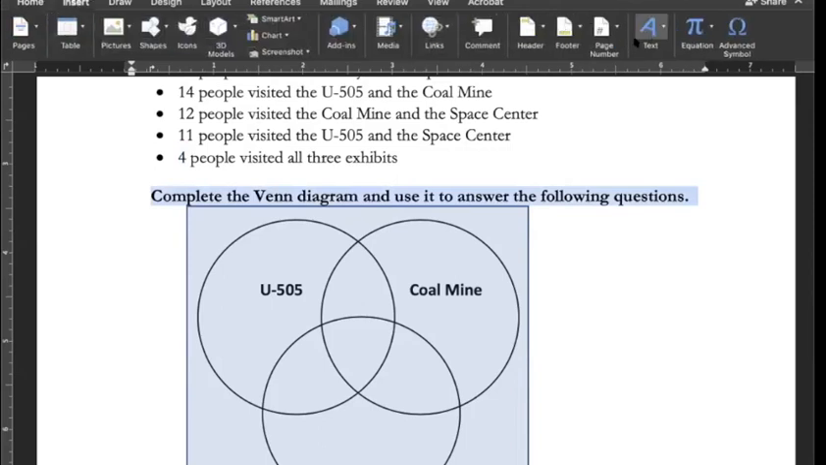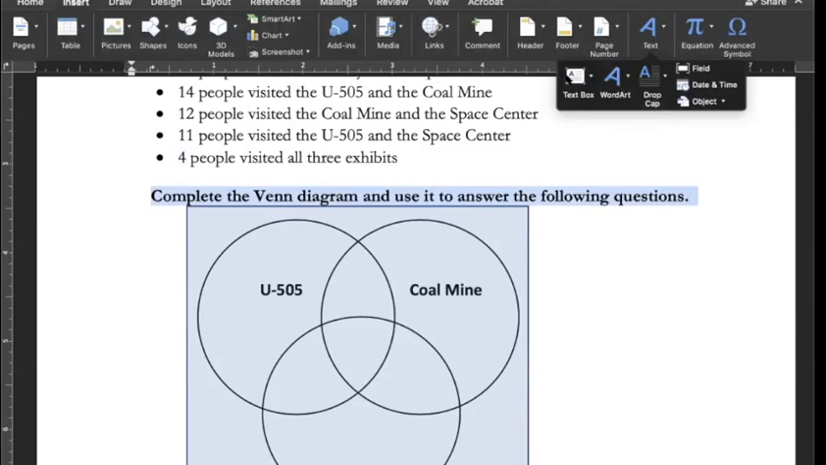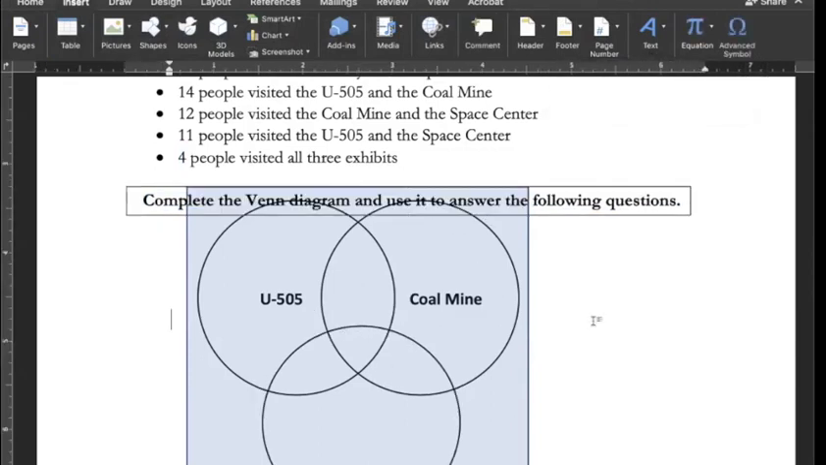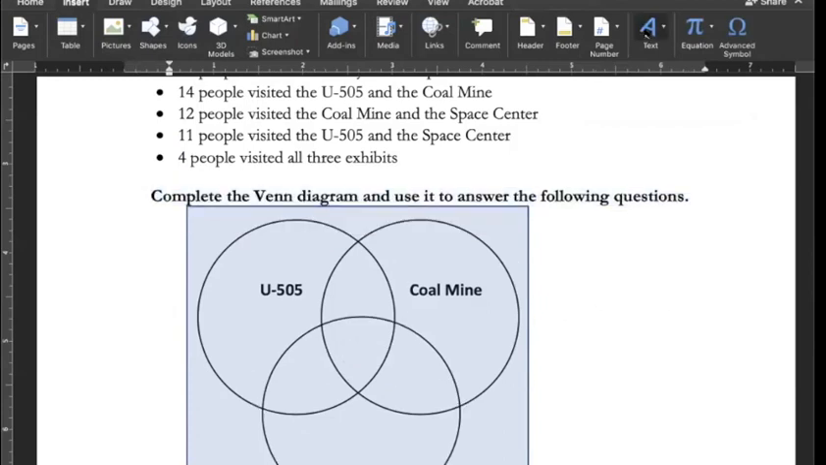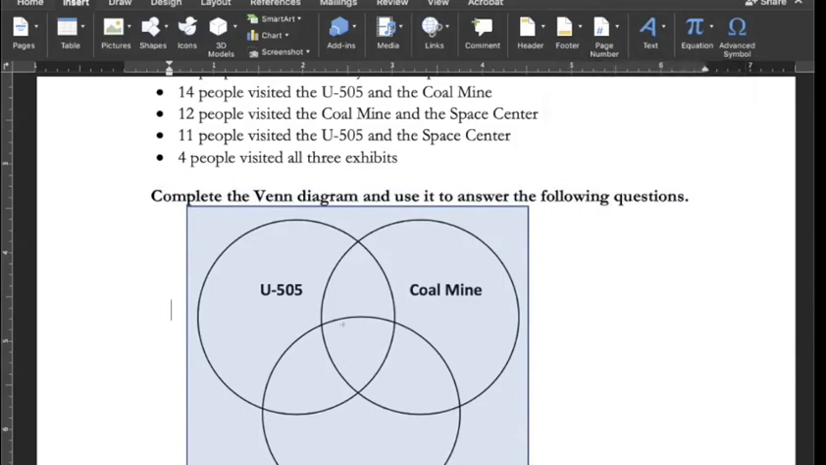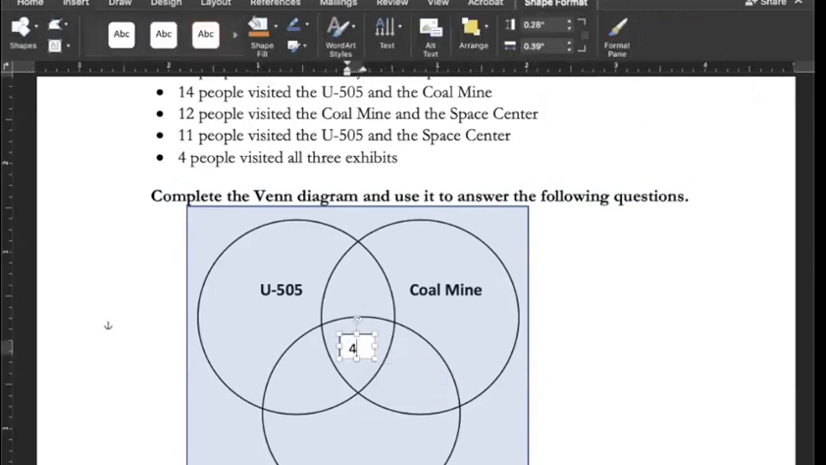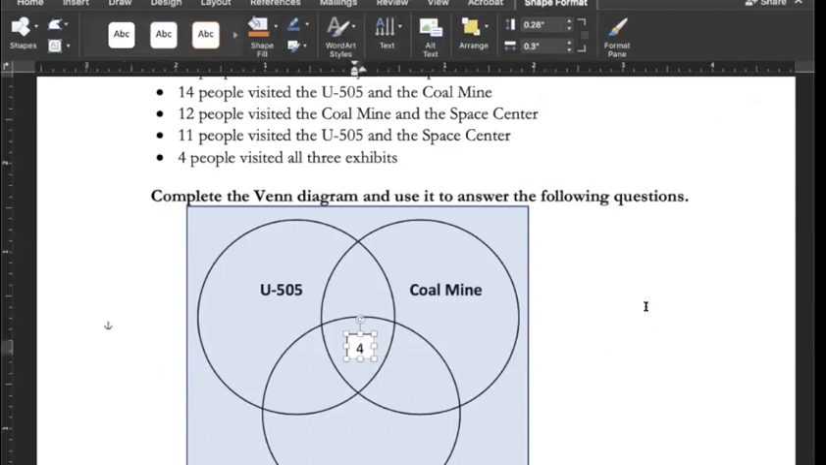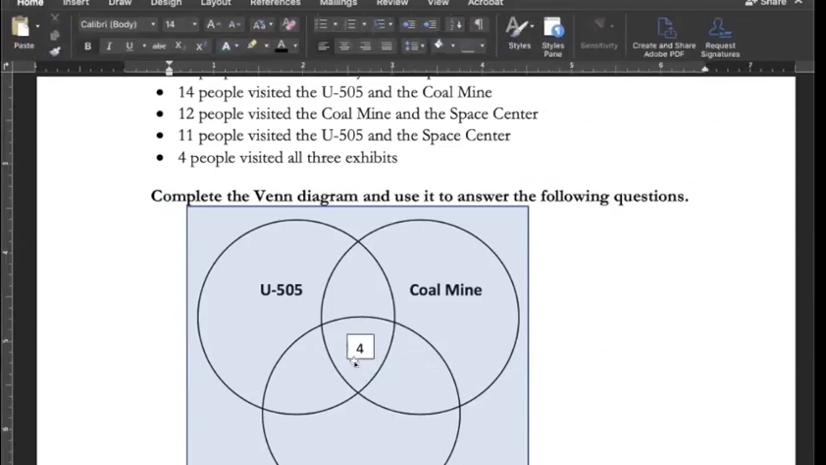I'm going to insert a text box and I'm going to write things in there. So we're going to put a 4. Hang on a second. We're going to put a 4 right in here. If it will let me, draw a text box. There we go. We're going to put a 4 right in there. Okay, and of course it's going to look a little off. You're not going to see the background as well, but that's okay. You get the idea. So these 4 people visited all 3 exhibits.